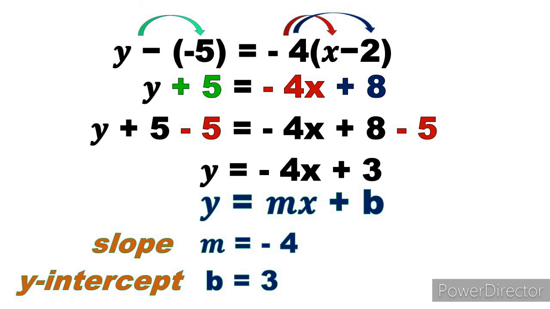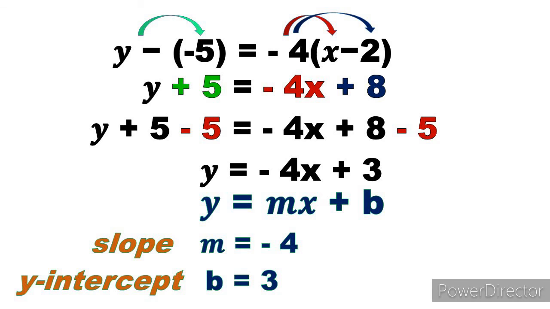I-distribute natin yung sign, which is negative times negative 5. The answer is positive 5. And then, i-distribute din natin ang negative 4 sa x minus 2. So, negative 4 times x is negative 4x. And then, negative 4 times negative 2 is positive 8. Then, ang new equation natin is y plus 5 equals negative 4x plus 8.